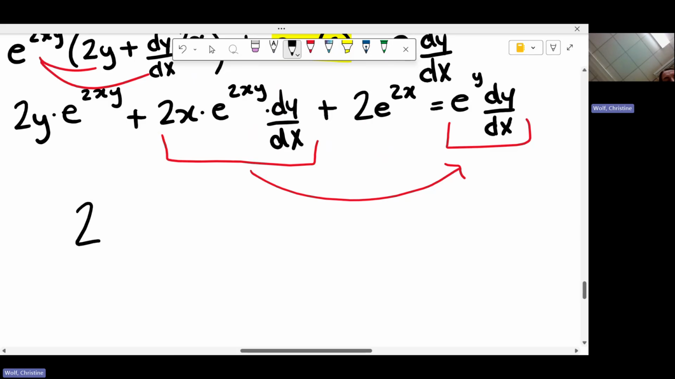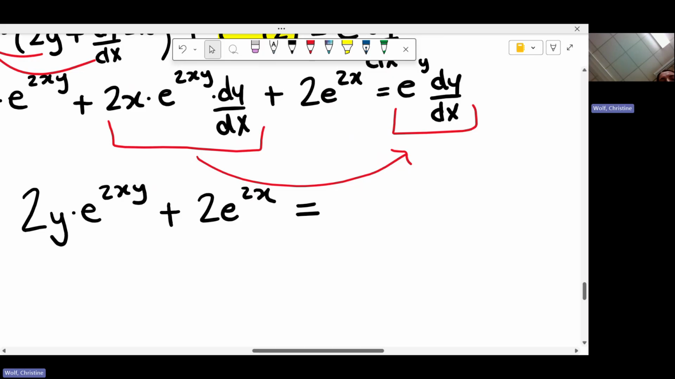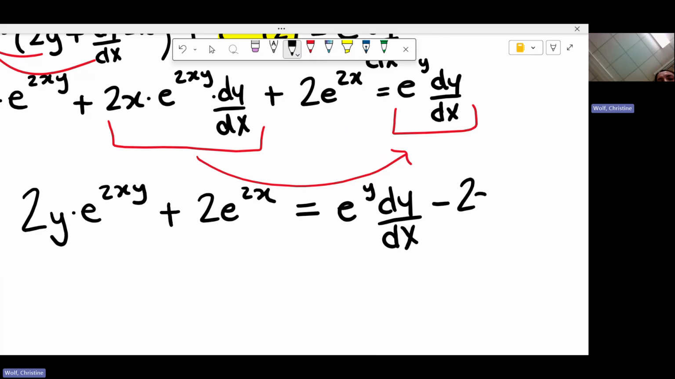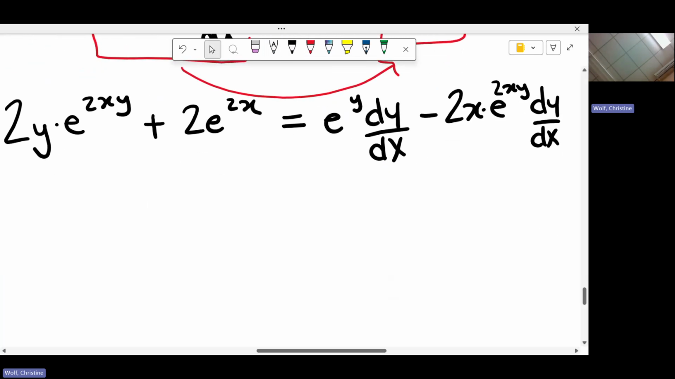Okay? All right, so I'm going to remove him, and that's the only movement I have to do. So I recopy my left side, 2y e^2xy plus 2e^2x equals. On the right-hand side, I have that existing e^y, and I am minusing off that new guy I am bringing over, 2xy dy/dx. Okay, so none of this is new. You guys are used to moving stuff around.